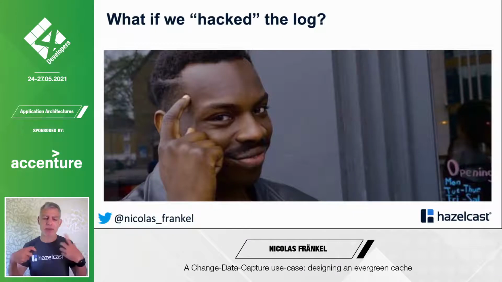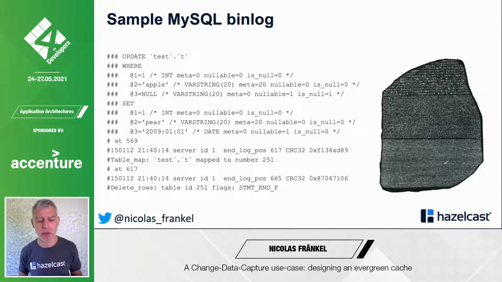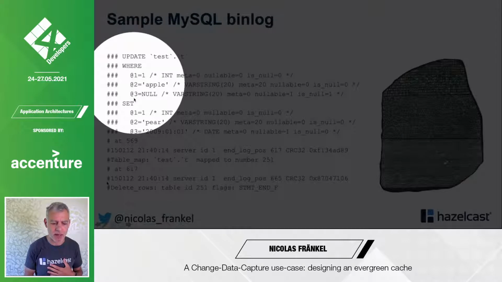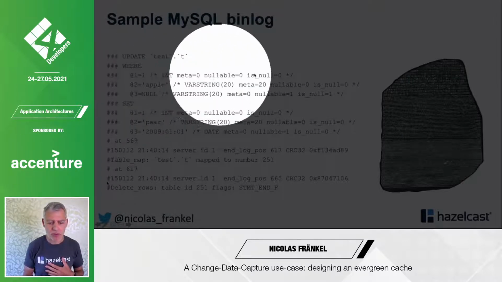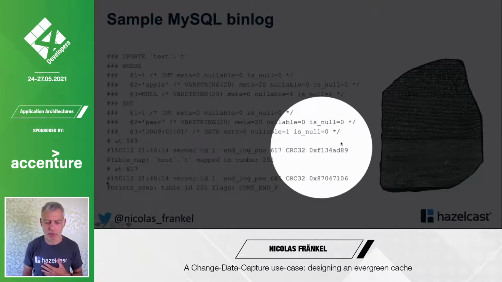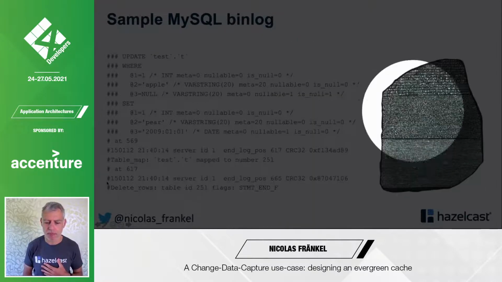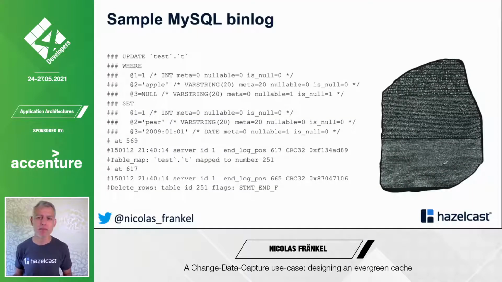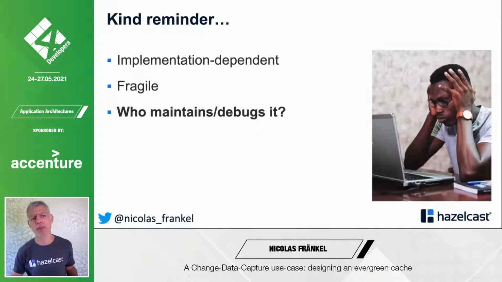So here again, I need to go down to the implementation. Here is a sample MySQL binlog, and you can see that there might be some stuff that you can recognize. You can see an update, where, and a set. There is also stuff that might not be that intelligible to you, and something that is completely not intelligible. So unless you've got the Rosetta Stone, it's not going to be super easy. And it gets back to my previous points. This is implementation dependent, this is fragile, and who will maintain and debug it? Because here now we are touching the same silos as before.